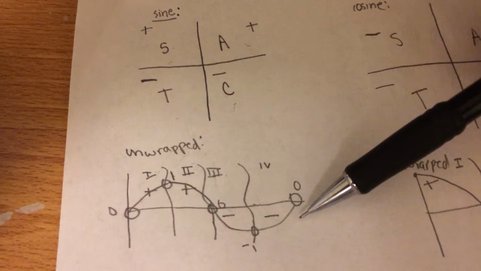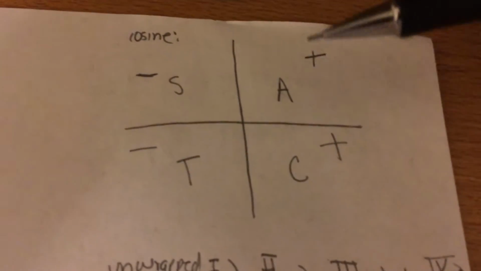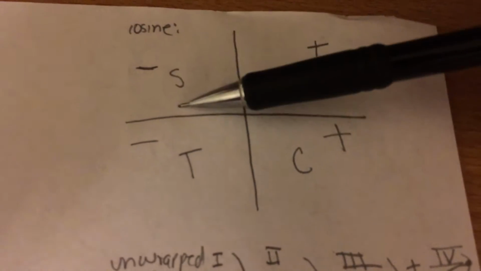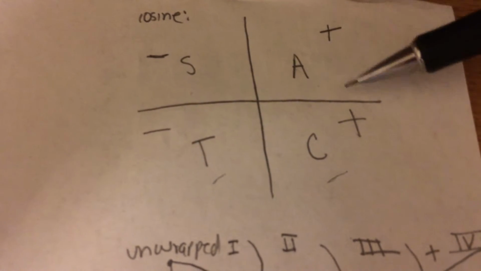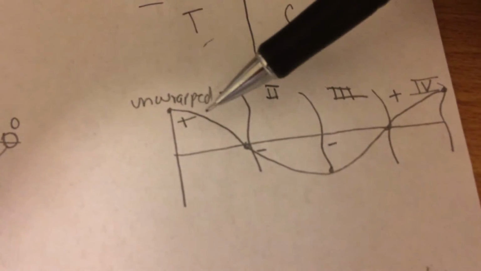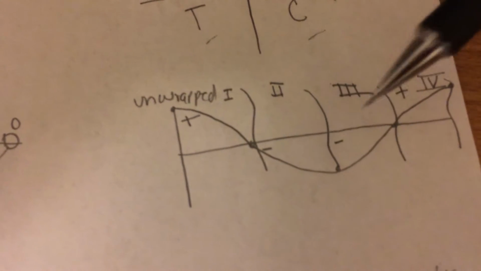And so let's go to cosine. In cosine, it's positive in the first quadrant, negative in the second, negative in the third, positive in the fourth. So the graph should be going up and then down, staying down, and going up. That's exactly how it goes.